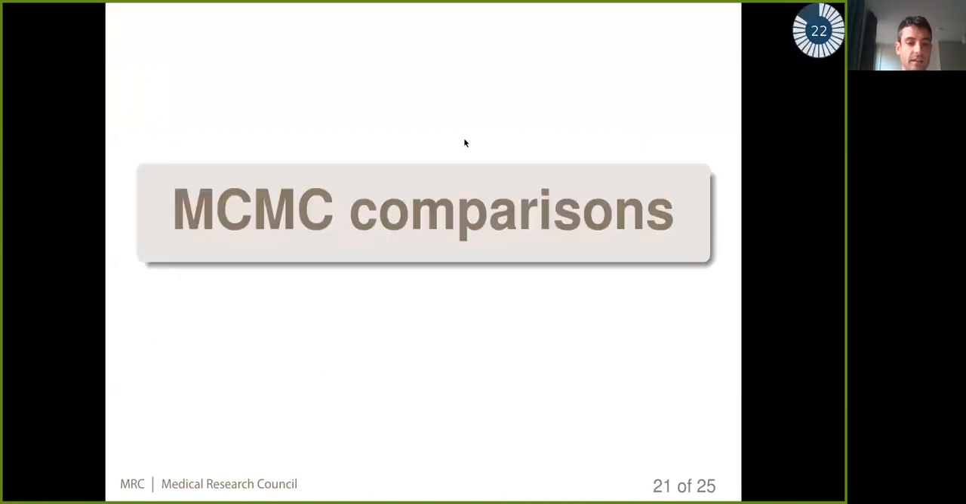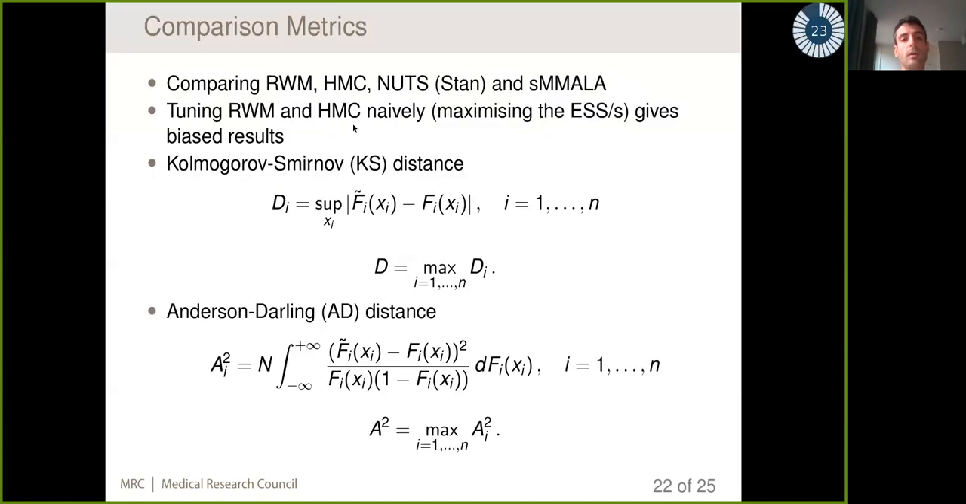Once I settled on the model with my co-authors, we set out to make some experiments, some comparisons of MCMC samplers. We compare the random walk Metropolis, HMC, the NUTS no U-turn sampler from Stan, and the simplified manifold MALA, which is a MALA algorithm defined on a manifold, and it's basically a very well-suited algorithm to sample from densities with curved correlation structure.